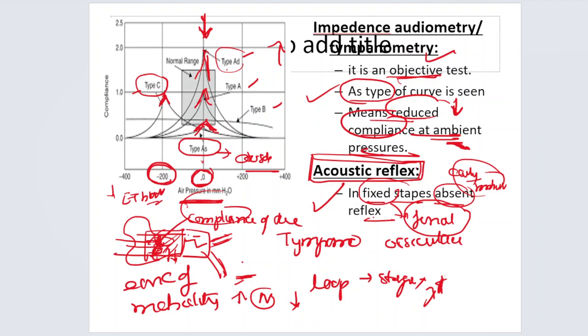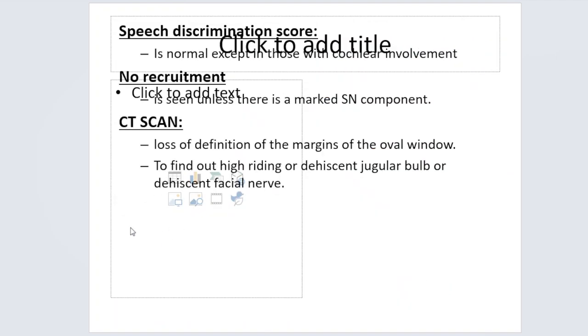Now coming to speech audiometry. What is the speech discrimination score? Yes, SDS, speech discrimination score. This is an important test. This is speech audiometry and it's an important test.